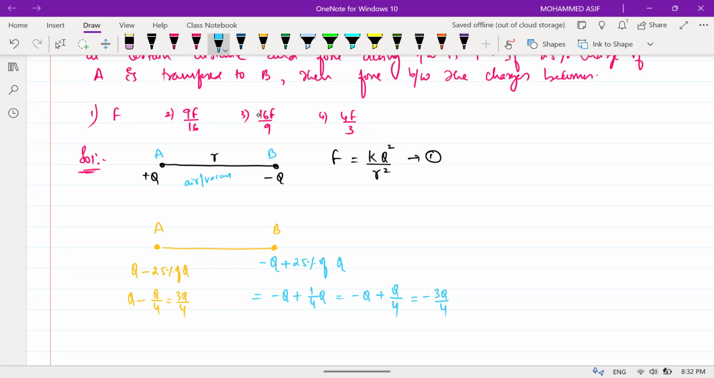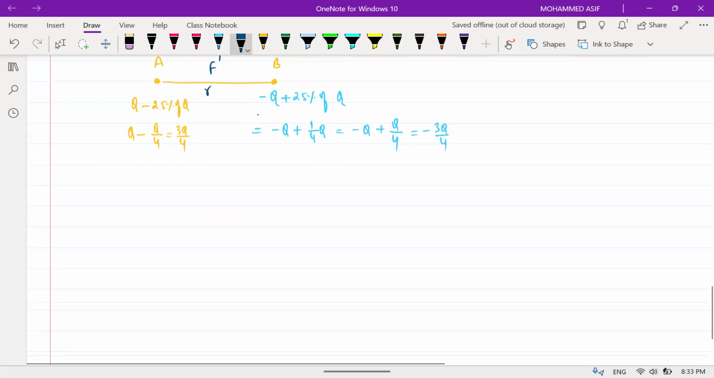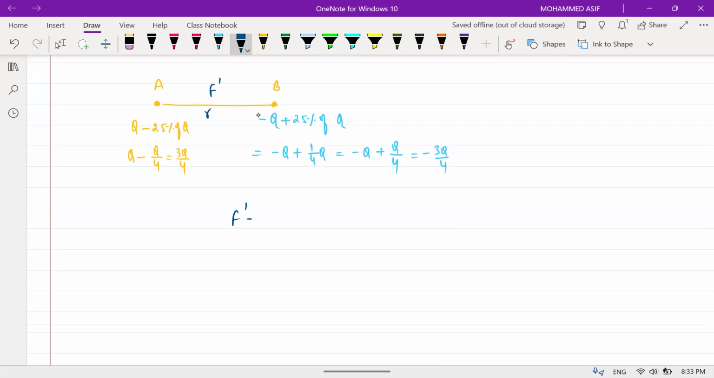Now the force between them, I'll take as F dash. The distance between them is the same. How do you write the value of F dash, beta? F dash is equal to K into 3Q divided by 4 into 3Q divided by 4. Whenever you're doing the calculation, don't take the sign of the charges into consideration, because the force gives the magnitude. So while using this formula, don't use the sign convention of the charges. The distance between them is R square.